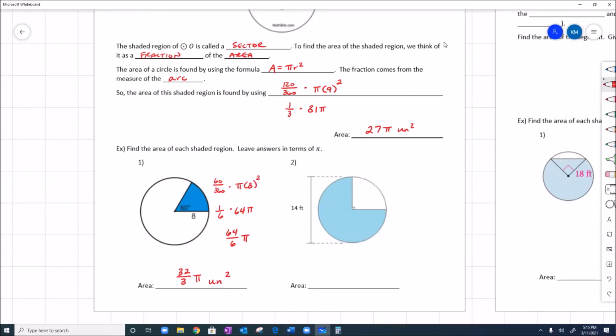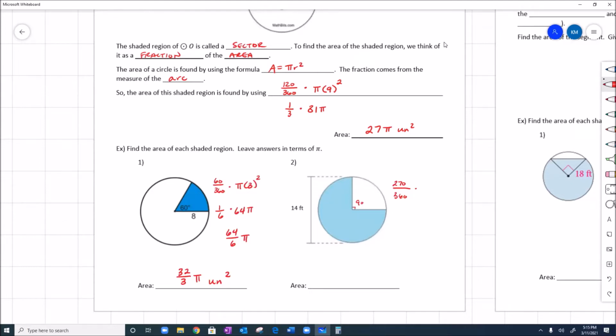Number 2, you'll notice that they did not have numbers written down for the angle, but we know this symbol means that it's 90 degrees. This is 90 degrees of the unshaded part, so if we're trying to find the shaded region, then we need all of this stuff. We know a circle should be 360, so 360 minus 90 gives us 270, the measure of the arc of our sector. So 270 over 360 times pi r squared. Our radius isn't given to us the same way either. Notice that we have this 14-foot measurement.